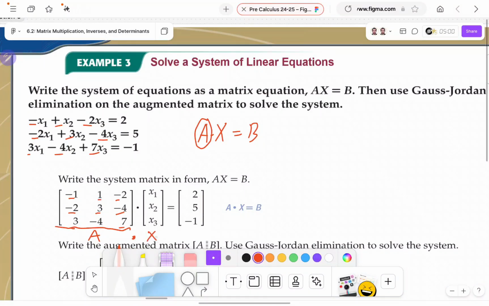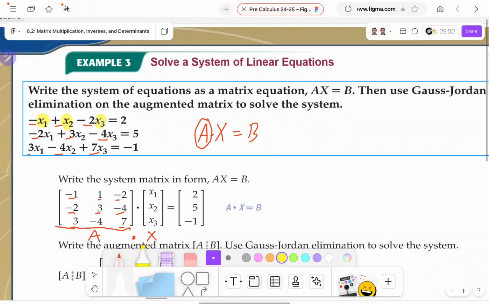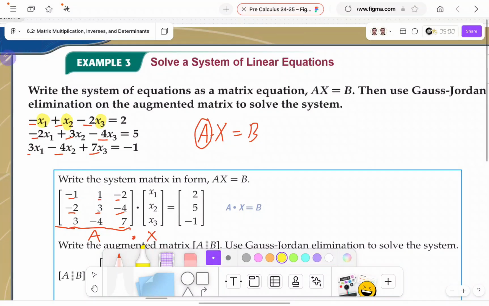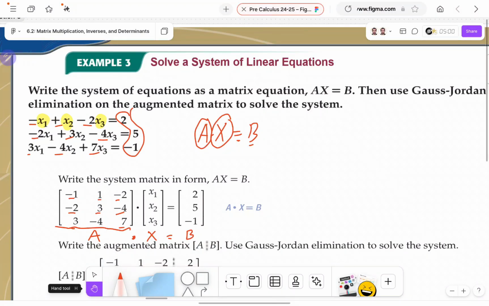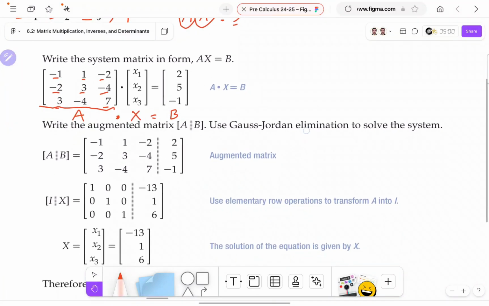Times X. What is X? Check how many variables you have. I have x1, x2, x3. So I write x1, x2, x3. Then we finish X. Now let's go to equal B. What is B? B is the numbers after the equal sign: 2, 5, negative 1. So this is the matrix equation form. This is how we can write the matrix equation.